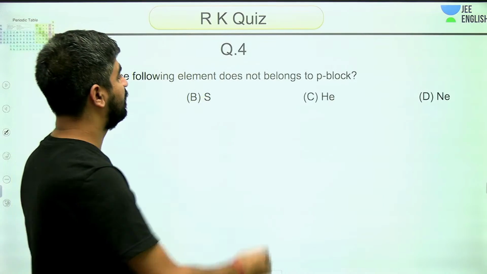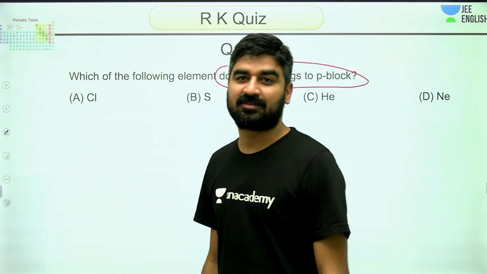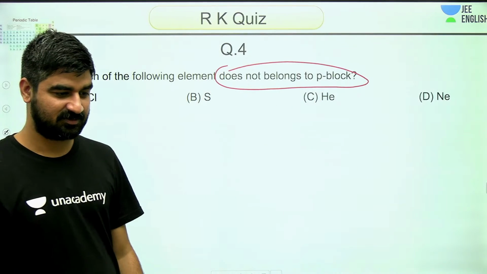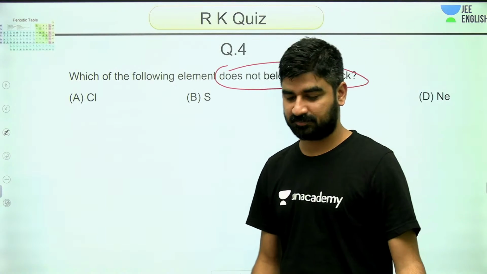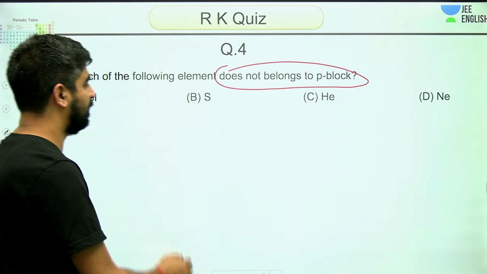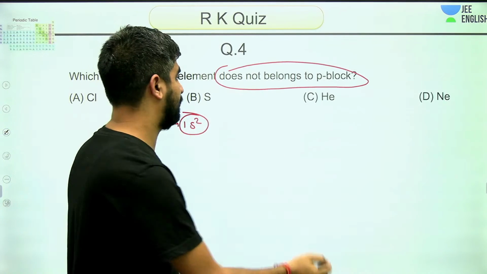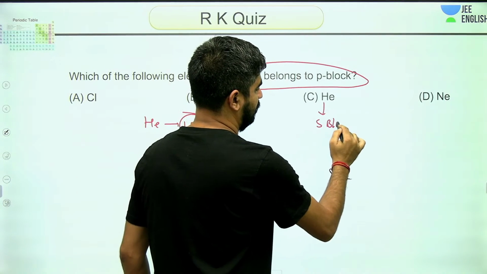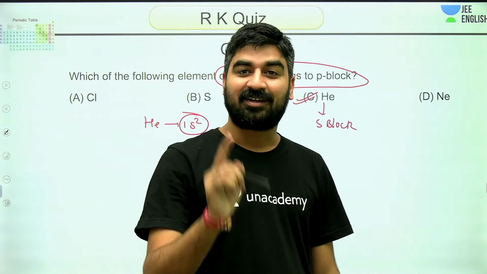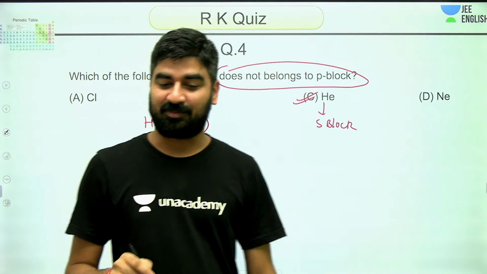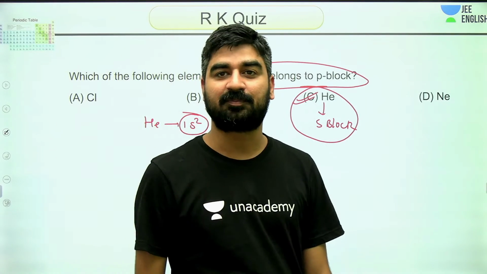Which of the following does not belong to p block? Do it, guys. Be fast. Tell me now. So here I am telling you the configuration of helium is 1s2. Although it is placed with the p block, it is s block. So C will be the answer. So helium is not a p block element. It is written in the NCERT, and I personally think that this problem will be asked in IIT JEE Mains or Advanced. And that's a very good problem.